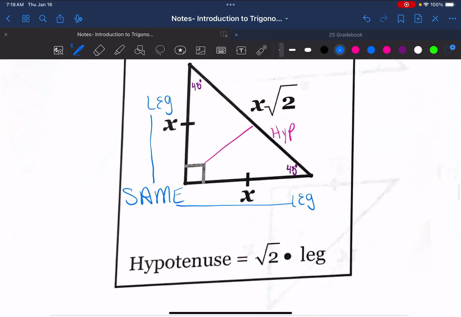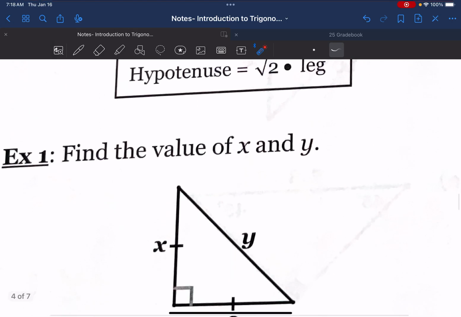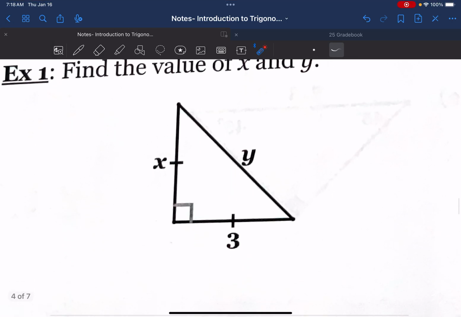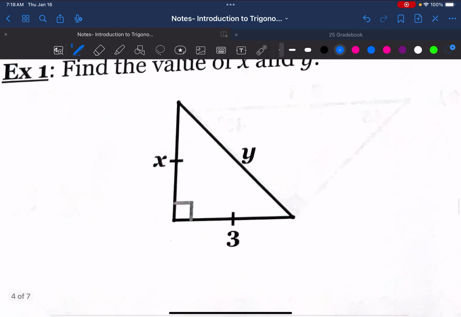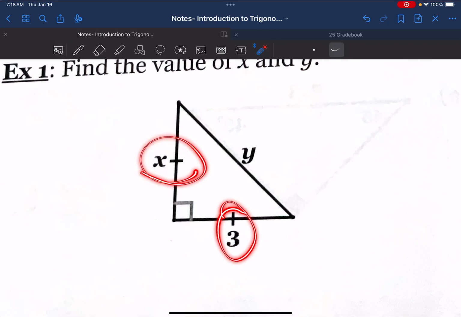With this 45, 45, 90 triangle, we calculate the hypotenuse by multiplying the square root of 2 times whatever my leg is. You'll see it as x times square root 2. So if my leg was 3, this would be 3 times square root 2. And we would leave it like that, okay? So let's go ahead and look at this. Again, here, the legs are the same.